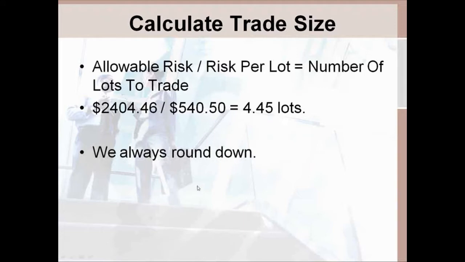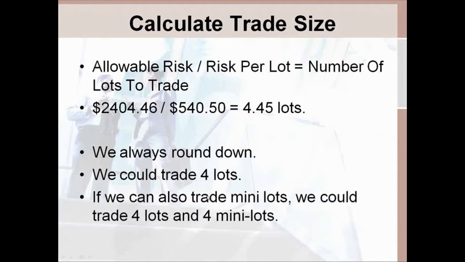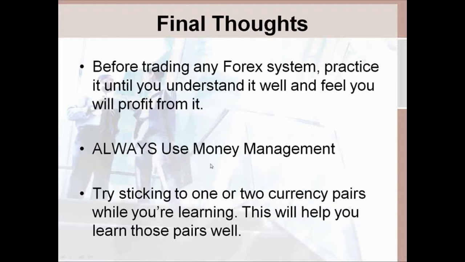Okay, so we always round down once we have this number. We're not going to trade 4.45 lots unless you have an account that allows you to do so. If you can trade full lots only, you would trade 4 lots. If you have a Forex broker who also allows you to trade mini lots, you could trade 4 lots and 4 mini lots. When you're trading a system like the one we just taught you, you would divide that number in half and trade 2 lots as your first lot and 2 lots as your second lot.